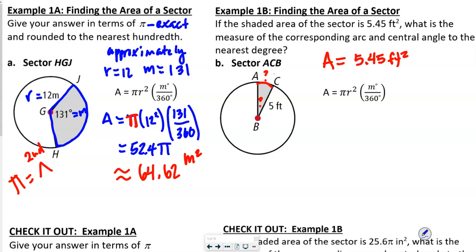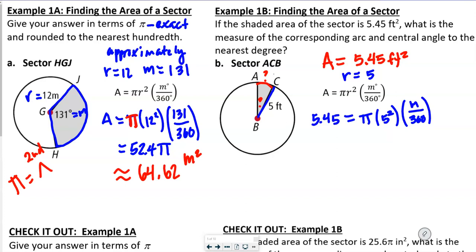So what's our radius? There's our radius right there. So r is equal to 5. So this time we're going to do 5.45 because that's our area is equal to pi times 5 squared times the measure. We don't know what the measure is, right? Over 360. So what I want to do is simplify things to the best degree I can on the right so that I can then get rid of some things, okay?